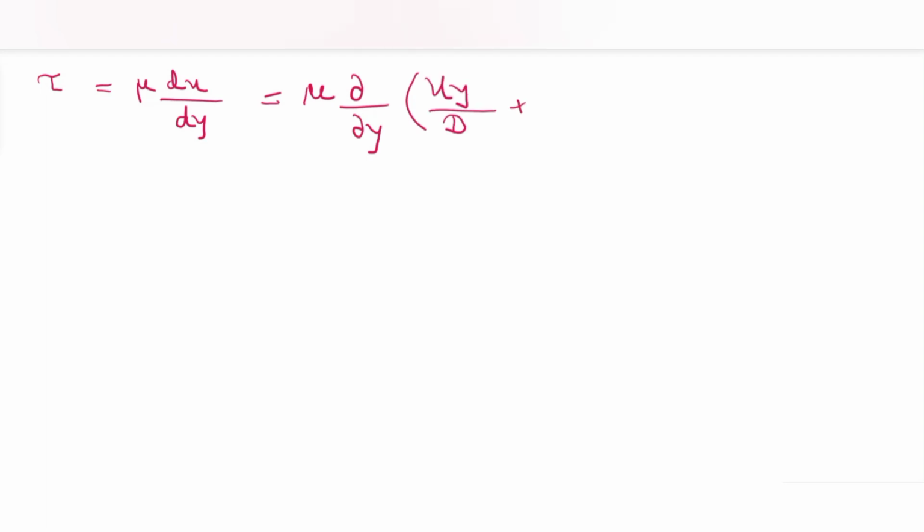For that, we'll be using Newton's law of viscosity. Tau is equal to mu del u by del y. We already have derived the equation for velocity, we'll just use that. Mu del by del y of [Uy by d plus 1 upon 2 mu into minus del p by del x into (dy minus y square)]. This del by del y is differentiation with respect to y.